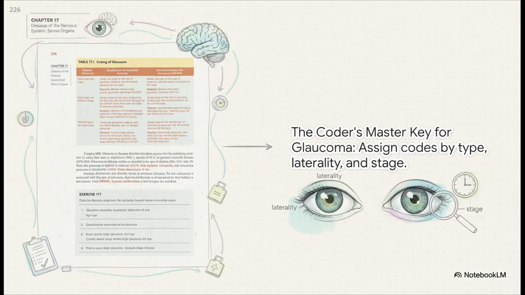Okay, this table you're seeing, this is basically the Rosetta Stone for glaucoma coding. I know it might look complex, but it's incredibly logical. It guides you to the exact right code by asking a series of questions. What type is it? What's the laterality? Meaning, is it the left eye, right eye, or both? And what's the stage? By answering these, you can zero in on the single most accurate code.